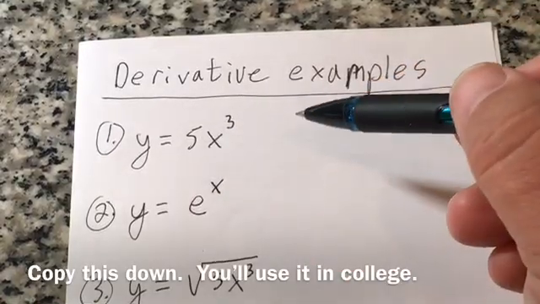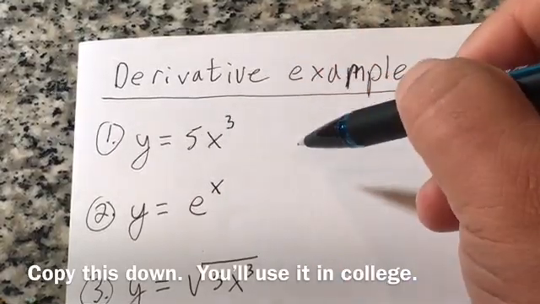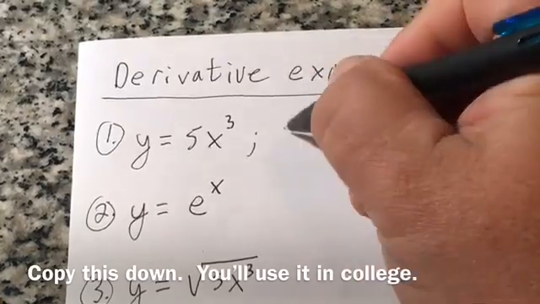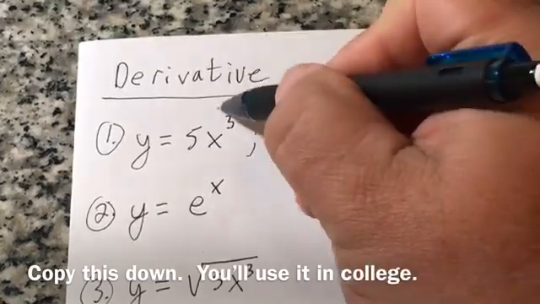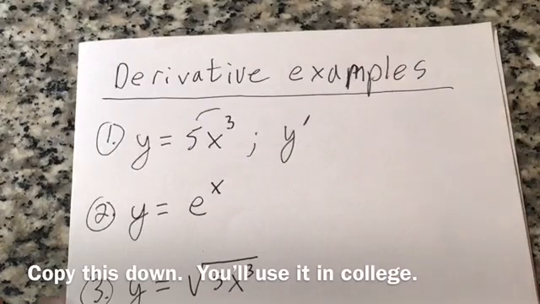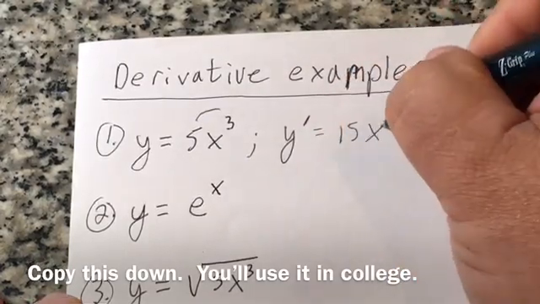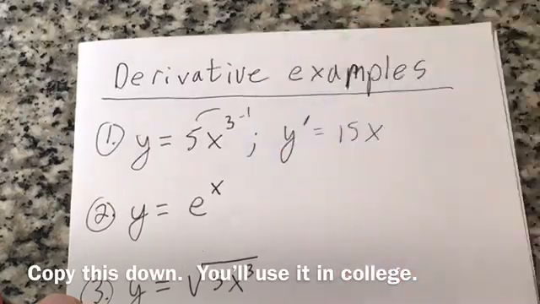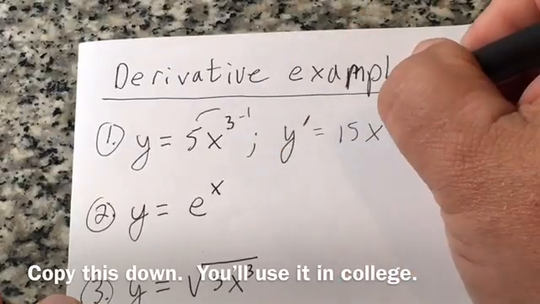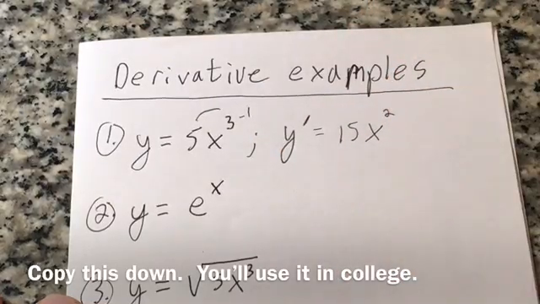So for our first derivative example, we have y equals 5x cubed. The derivative, y prime, you do the exponent times the leading coefficient. That's going to equal 3 times 5 is 15 x, and then you subtract 1 from that 3. So 15x squared is the derivative.